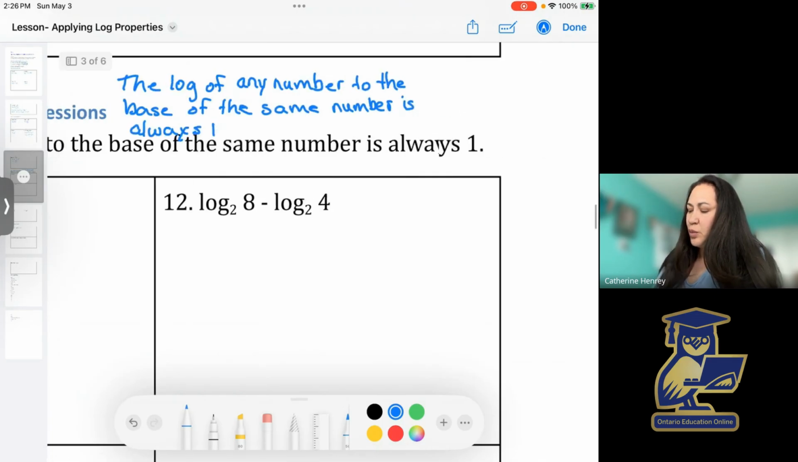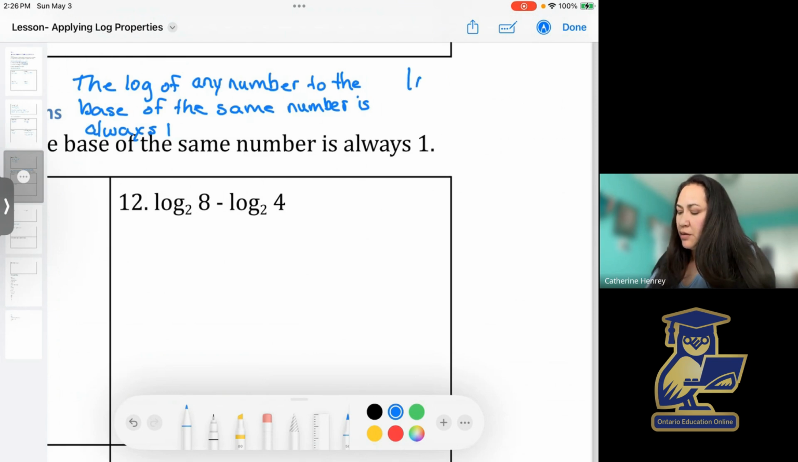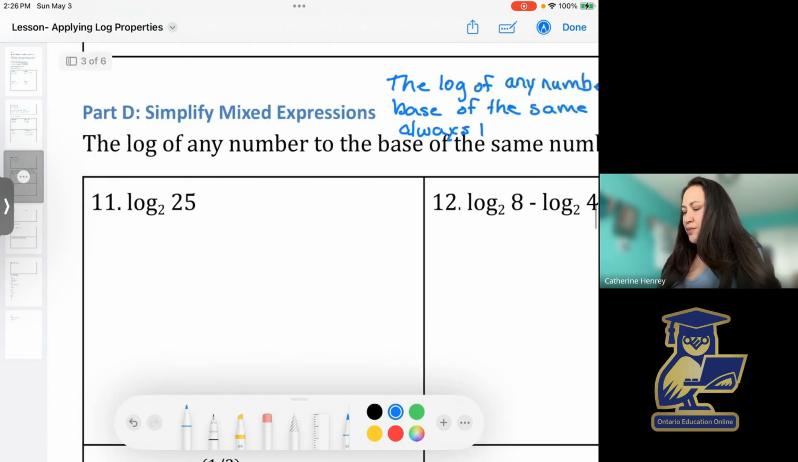So, quick example, let's say I want to find the log of 4 to the base of 4. So the log of a number to the base of the same number always equals 1. So we'll keep that in mind as we go through these examples.